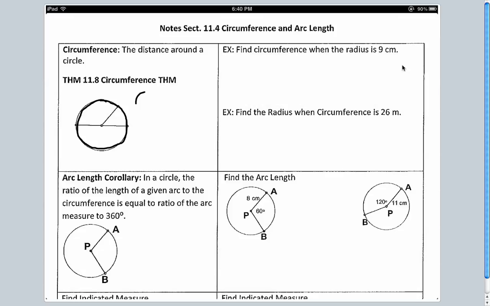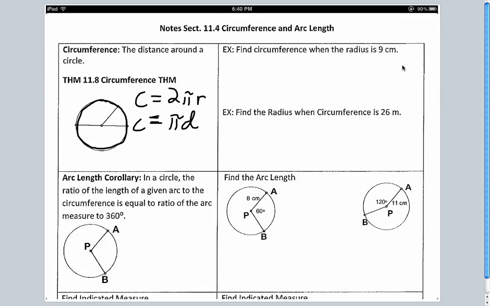Either the circumference equals 2 pi r, or circumference equals pi times the diameter, d. I personally prefer the top formula there, 2 pi r, but pi times d is exactly the same thing. Just generally, more often than not, we're given r. So let's find the circumference when the radius is 9.